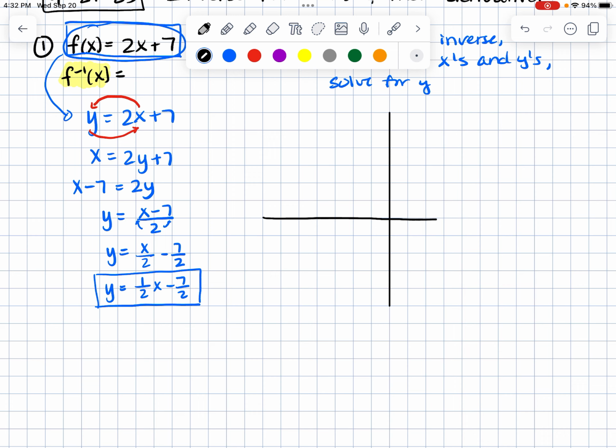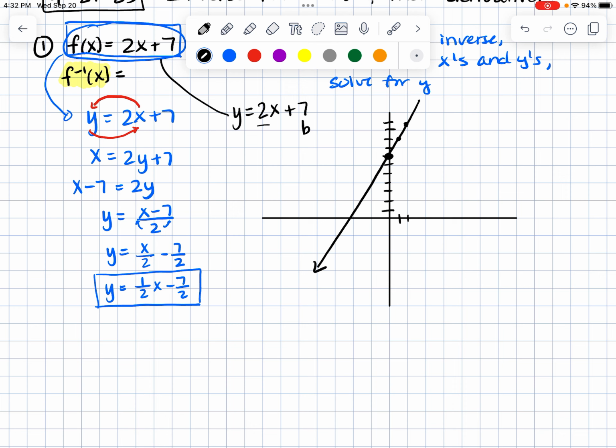Okay, so I'm going to graph the very first equation here, which is y equals 2x plus 7. You guys, that is just a line, right? That crosses the y-axis at 7. So let's go up 7: 1, 2, 3, 4, 5, 6, 7. That's your y-intercept. And then the slope is 2, so I'm going to go up 2 and over 1, and I'll be right here, okay? So this is f of x.